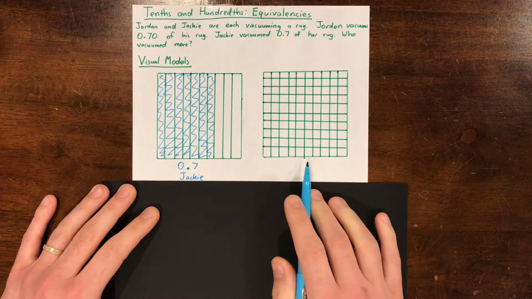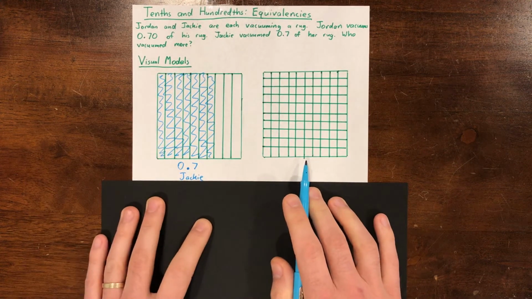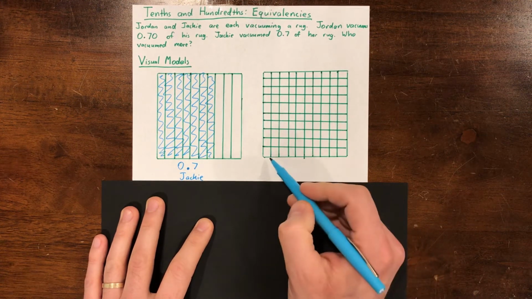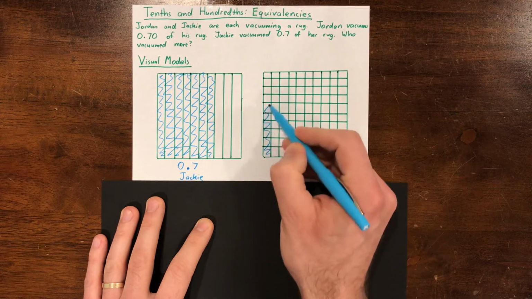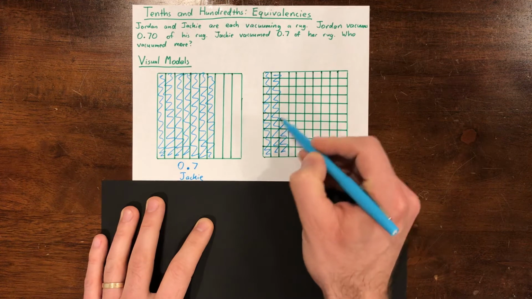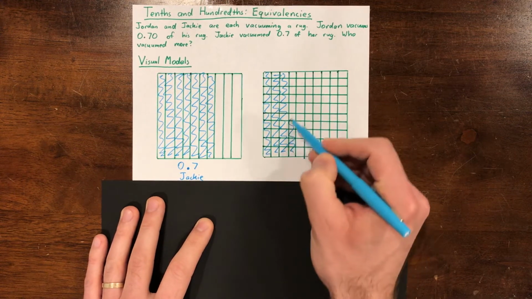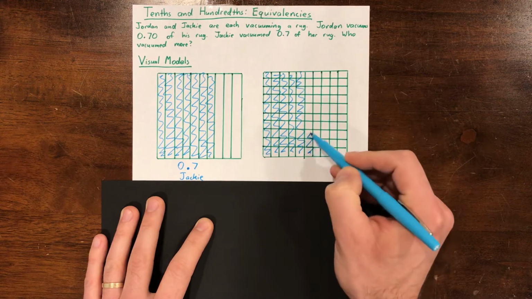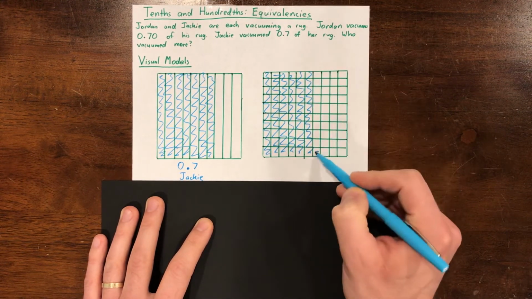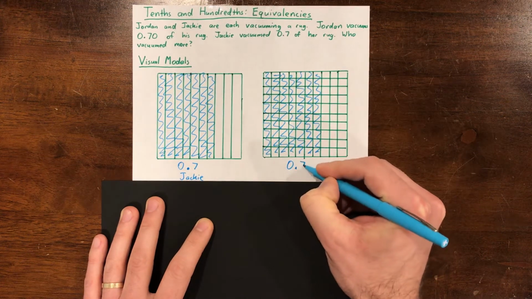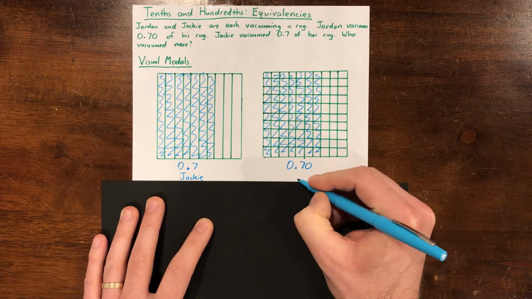Great. And then, like you probably also said, on the hundredths grid, we can shade 70 of those, and that will give us what Jordan vacuumed. So remember, every column is 10, so we got 10, 20, 30, 40, 50, 60, 70 hundredths. Great. That was for Jordan.